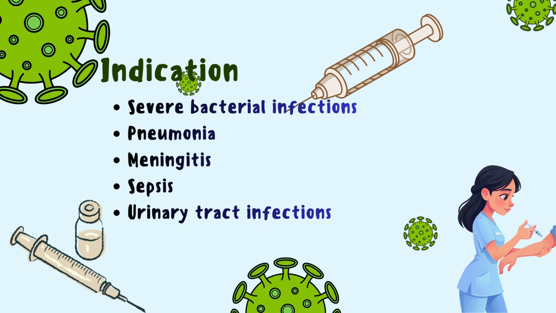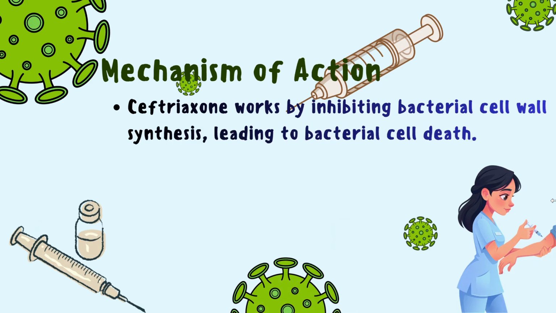So, ceftriaxone injection is indicated for the treatment of severe bacterial infections, pneumonia, meningitis, sepsis, and UTI, which is urinary tract infection. The mechanism of action is that ceftriaxone works by inhibiting bacterial cell wall synthesis by binding to penicillin-binding proteins. This weakens the bacterial cell wall, causing the bacteria to rupture and die.